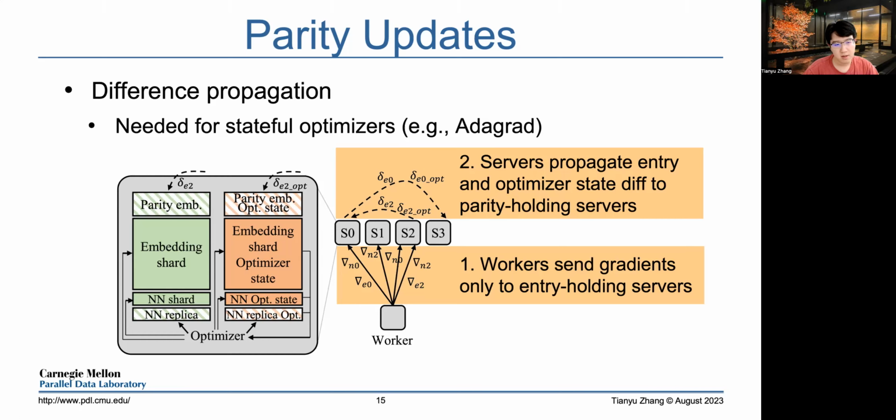Well, the reason this is done, compared to the worker sending gradient E2 to both the entry holding server S2 and the parity holding server S0, is because on S0 we only have access to the parity instead of the original value of the optimizer state. And therefore, if we only have the gradient for E2, we cannot correctly perform an update step. This is why difference propagation is needed.